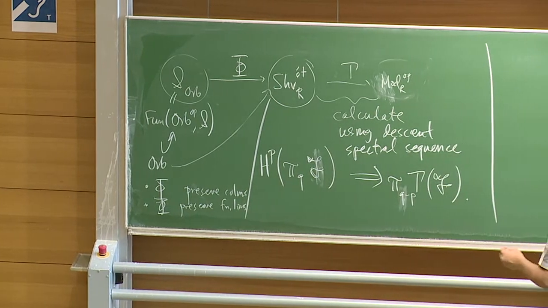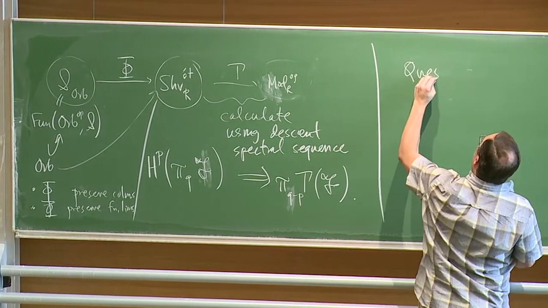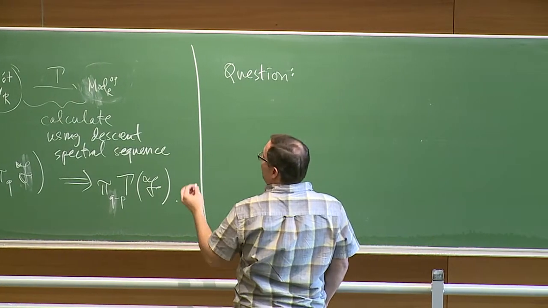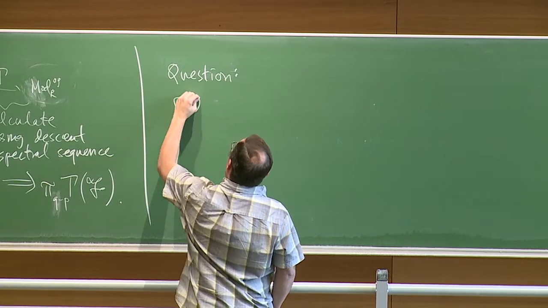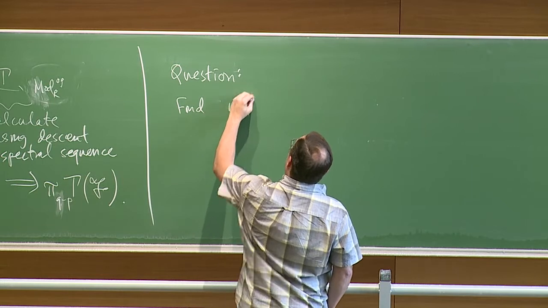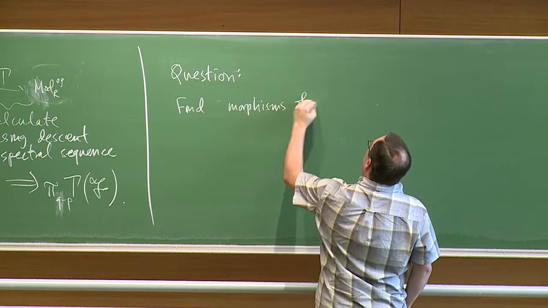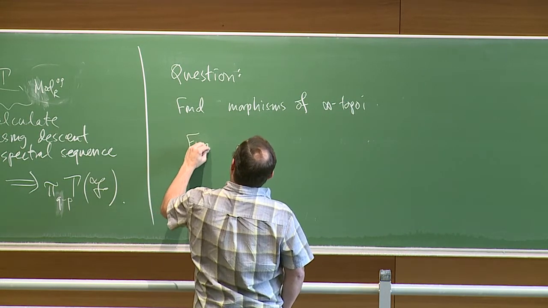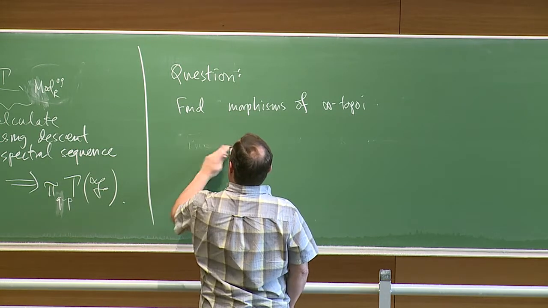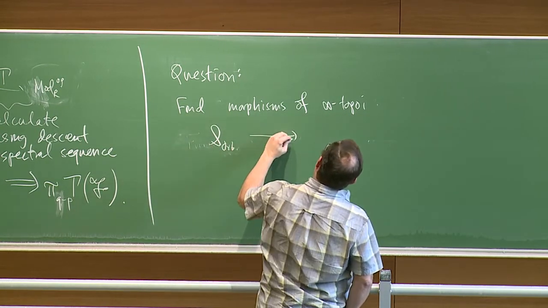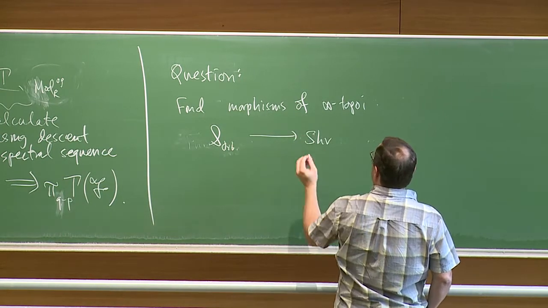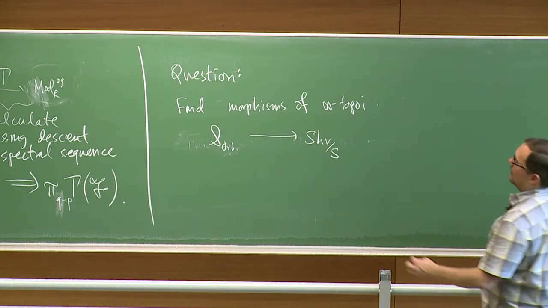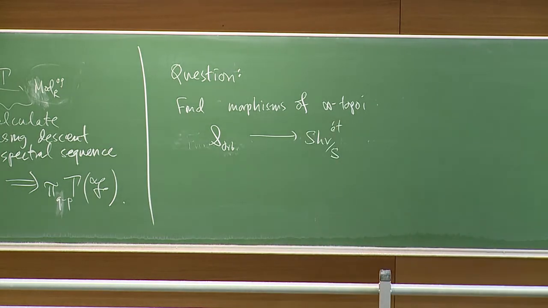So this reduces the question to find morphisms of infinity topoi from this thing, S orb, to sheaves over something. I'll take some basic geometric object, and I'll throw in the étale topology.